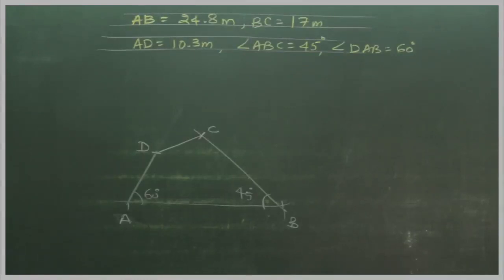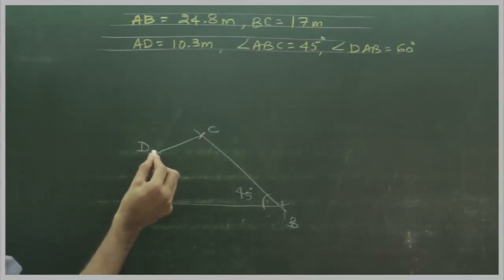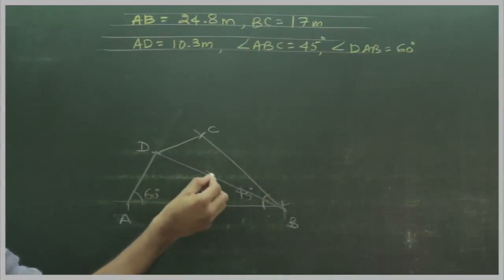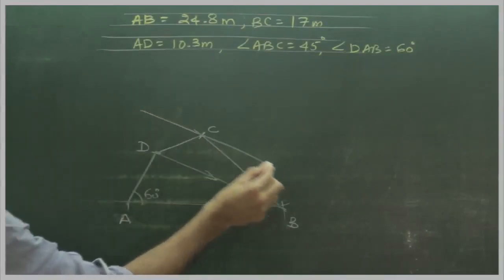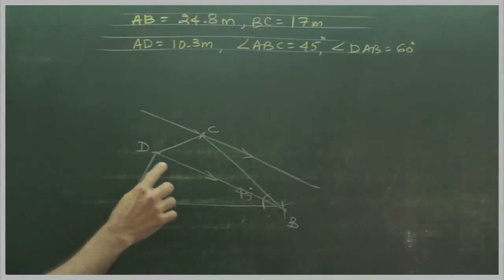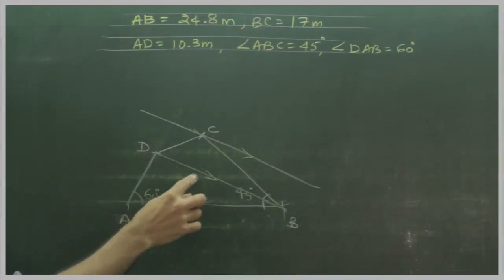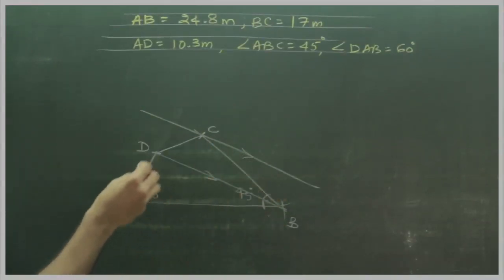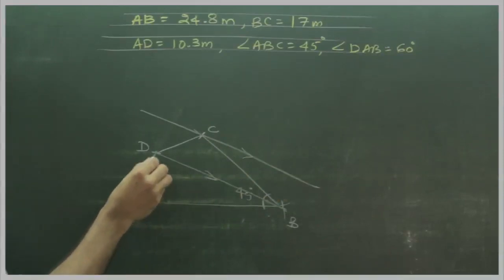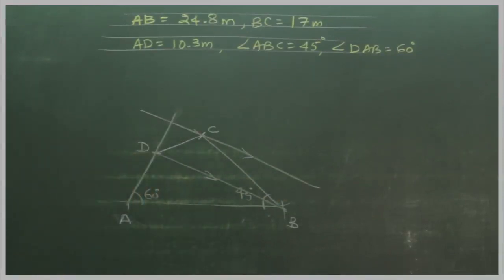So what will we do first? First we will draw a diagonal. Then we will draw a parallel line passing through C. See, we will join BD. Then we will draw a line passing through C. Then we will extend this. So wherever it will cut, see this.